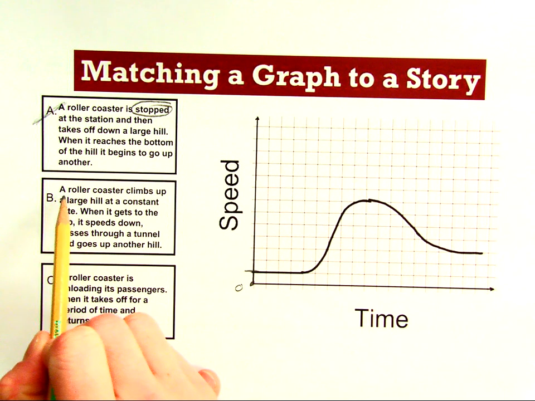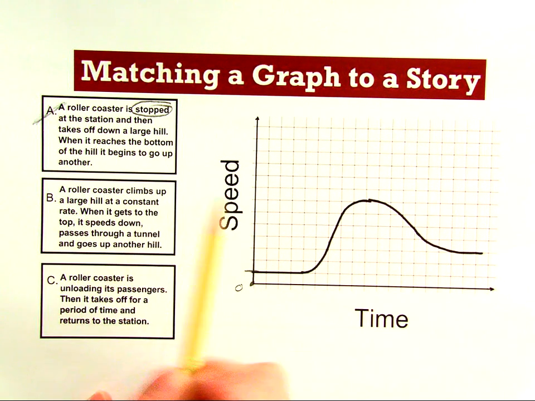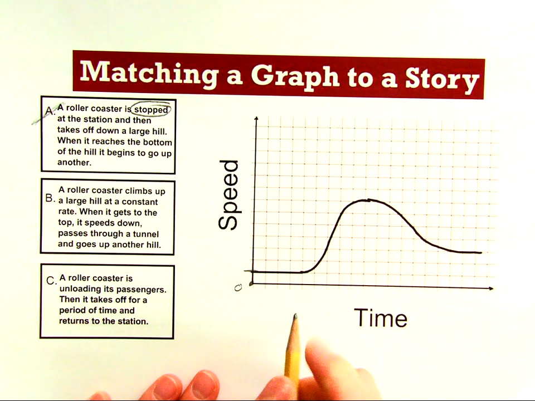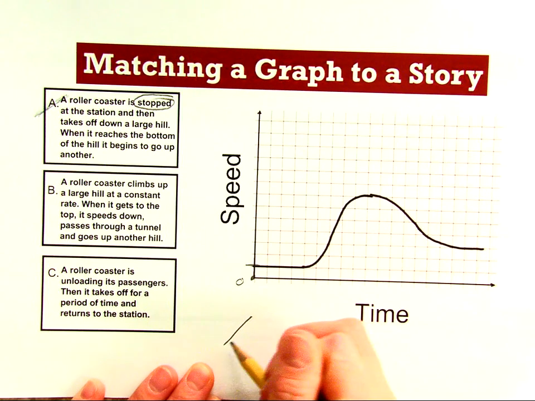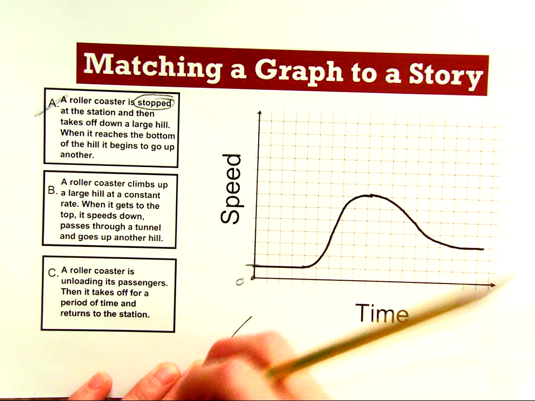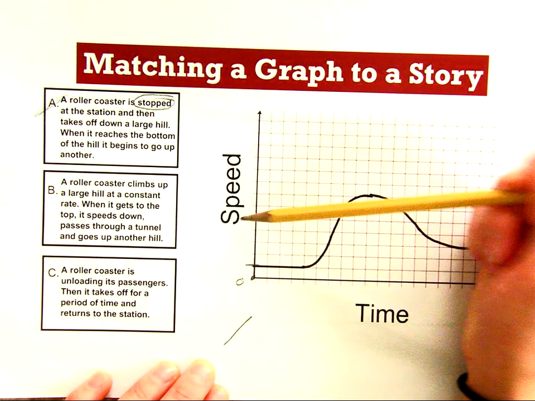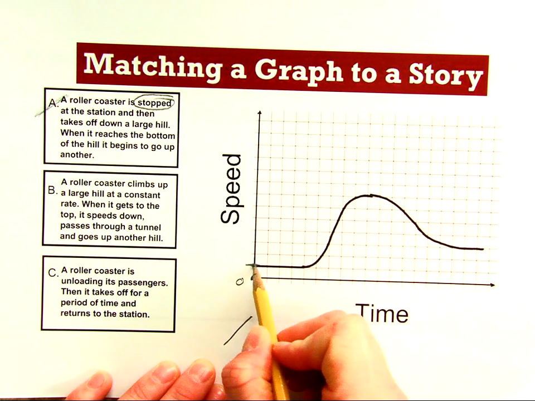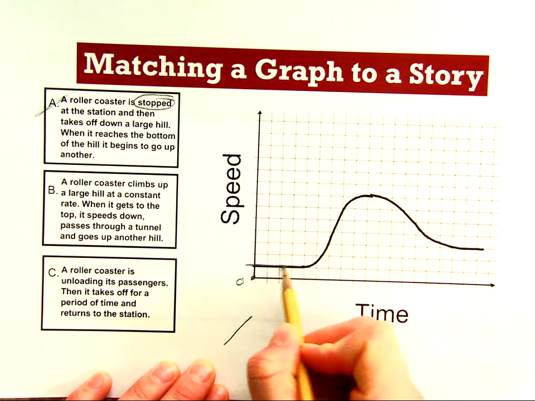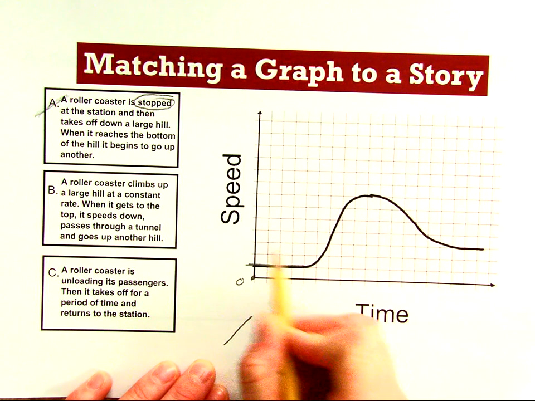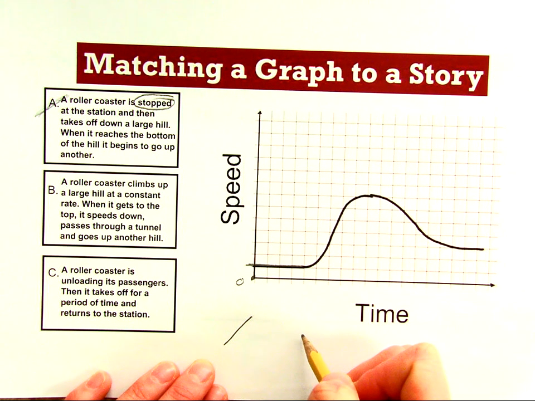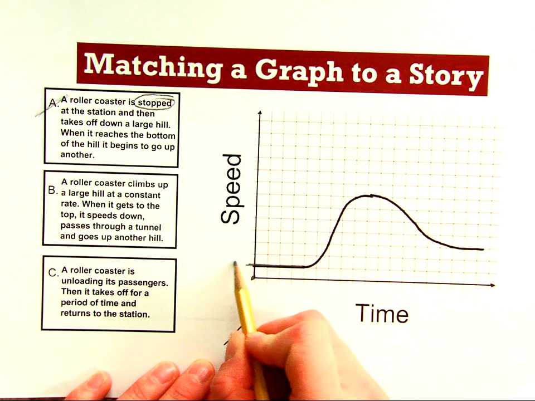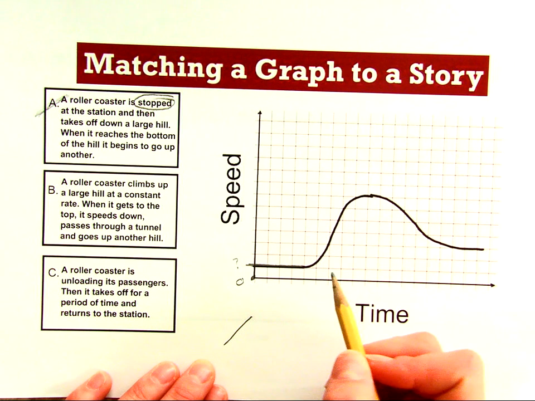B: a roller coaster climbs up a large hill at a constant rate. In the last graph, when we had distance, constant rate looked like this because the distance was constantly increasing. But now that we've changed to speed, a constant rate means our speed is constant, which means we have a straight line this way. This doesn't represent stopped on a speed-time graph. A straight horizontal line on a distance-time graph represents you're stopped, because your distance isn't moving. But here it means we're staying at whatever speed this is, whether it's 5 miles an hour or 10 miles an hour. It is constant.